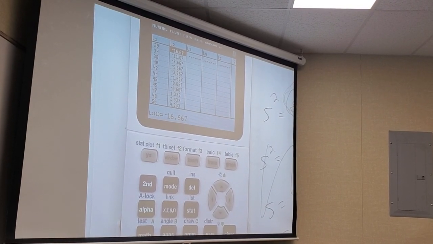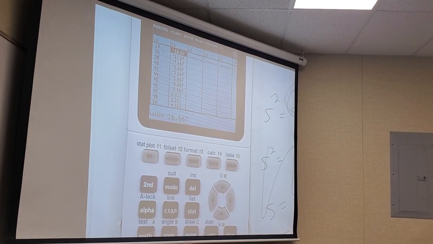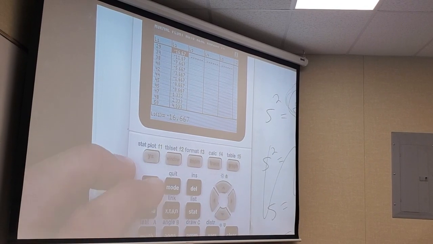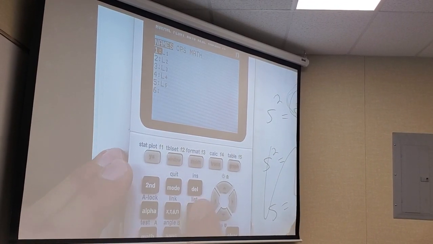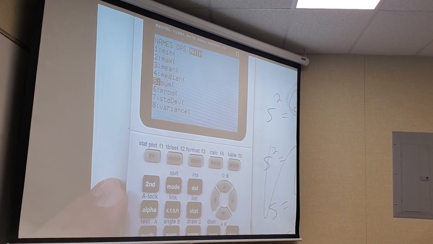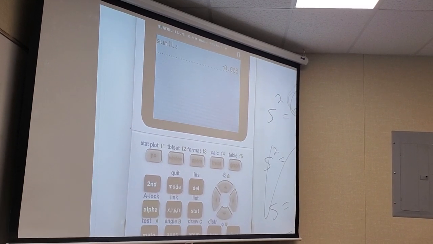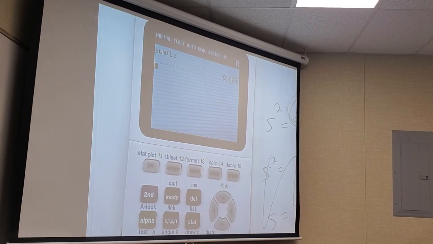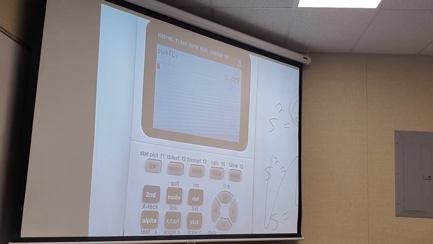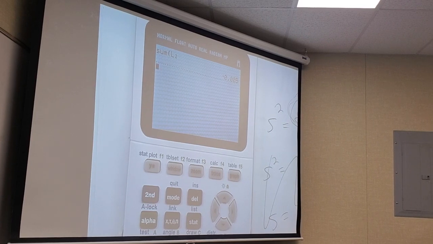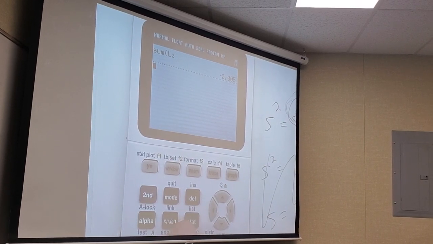Now, real quick, if I add those up, what should I get? 0. Let's see. Quit. Go into my list. Math. Sum. L2. Why do I not get 0? I got really close to 0, right? L2, you're doing list 1 minus what? The mean, which was the 45.667.